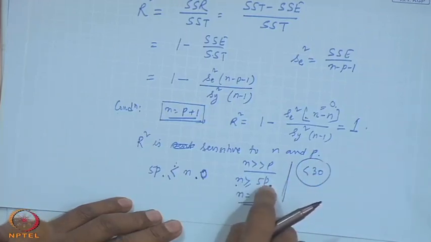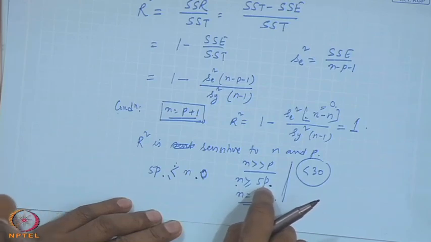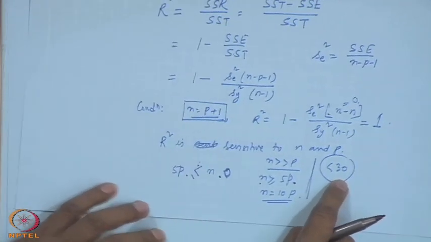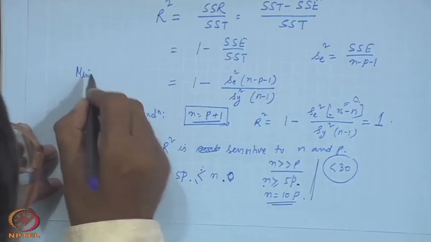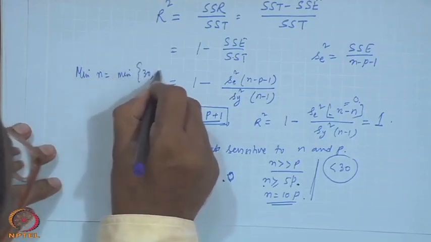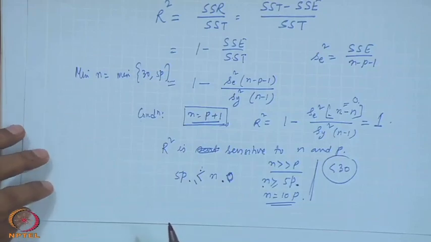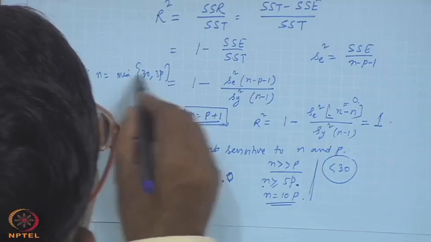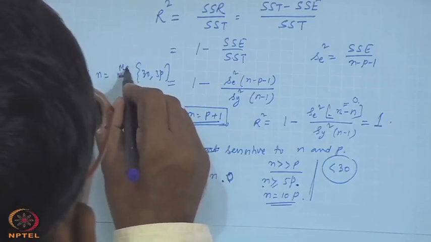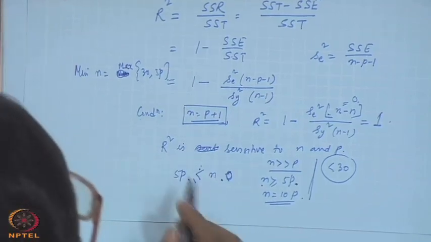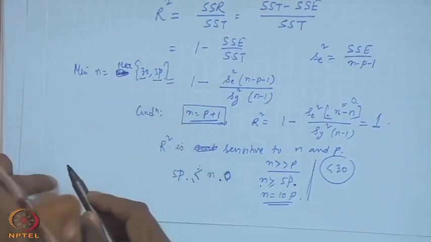Suppose there is only 1 p, so you may think that it will be 5 into 1, 5, but that is not the case. So, I can say that n equals the maximum of 30 and 5p, whichever is larger. It should not be the minimum, it is the maximum of 30 and 5p.